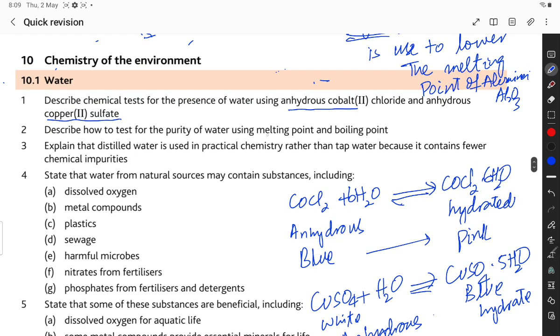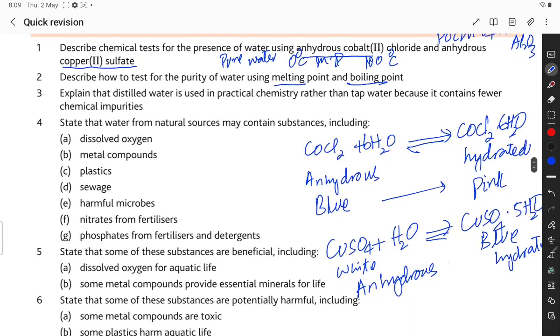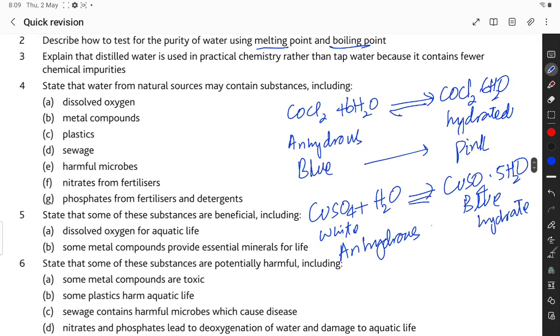Describe how to test for the purity of water using melting point and boiling point, because pure water melts at 0 degrees centigrade and boils at 100 degrees centigrade. That's why water is pure if it shows a 0 degrees centigrade melting point and a 100 degrees centigrade boiling point. Explain that distilled water is used in practical chemistry rather than tap water because it contains fewer chemical impurities.